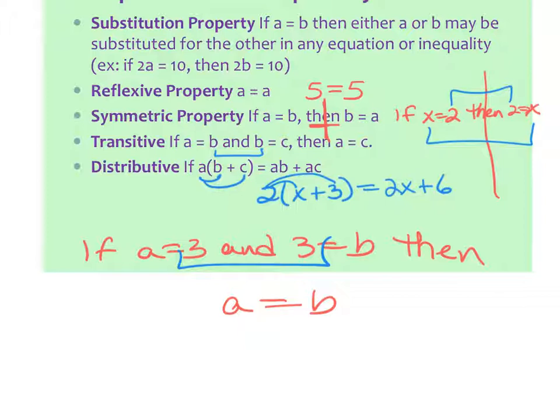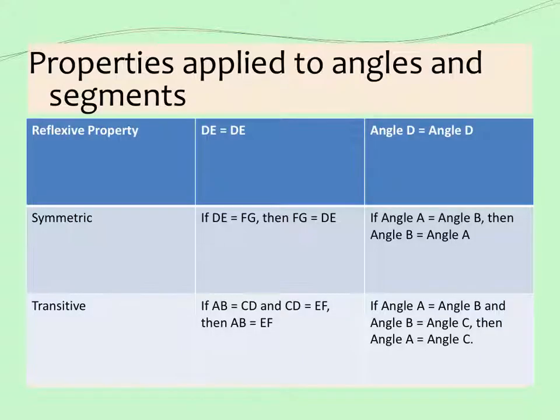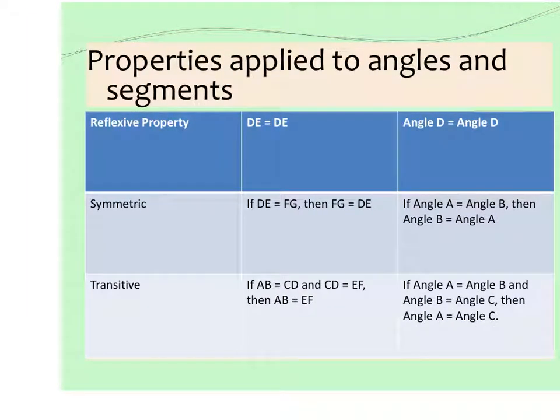Now, we're going to take all of these algebra properties and we're going to apply them all to geometry. So we're going to be applying them to segments and to angles. So over here on the left column, these are my properties. Over here, these are an example of segments. And this would be the column for the angles.